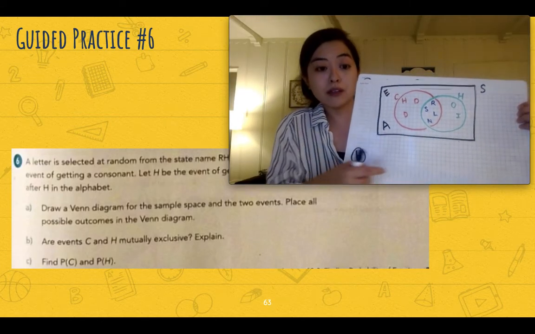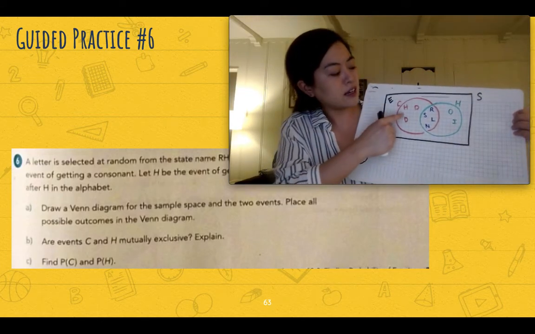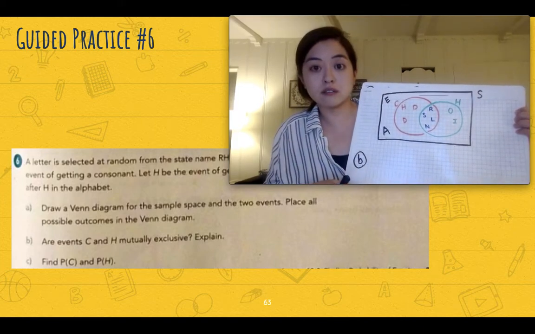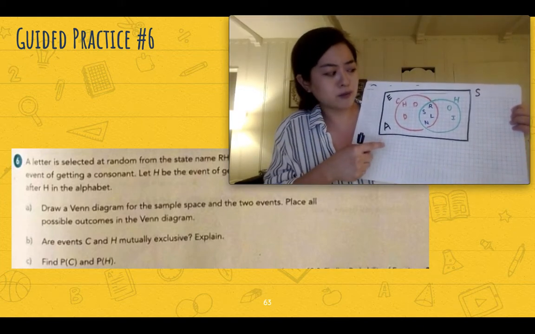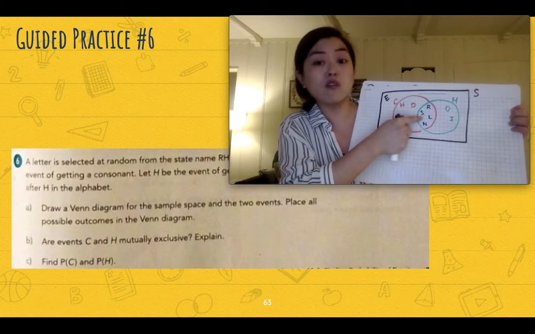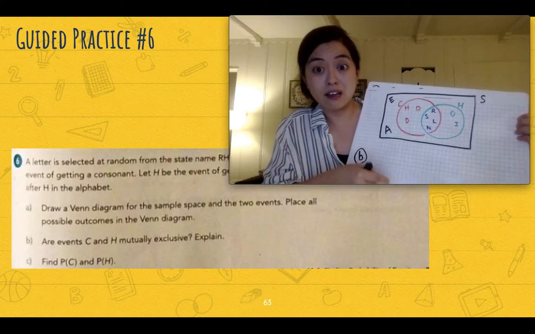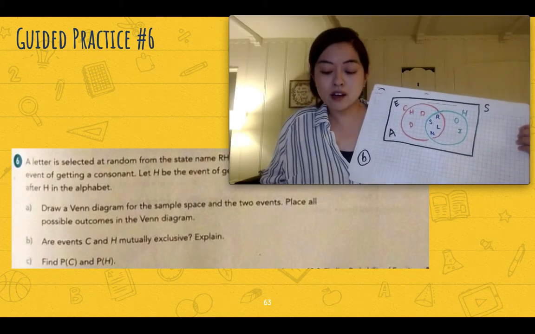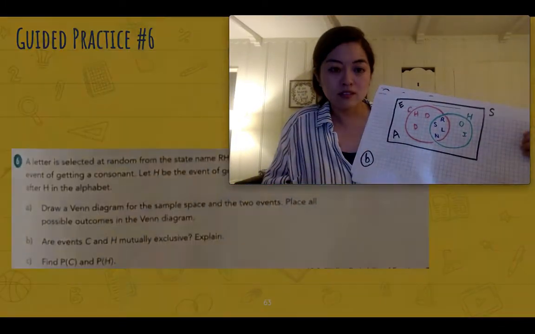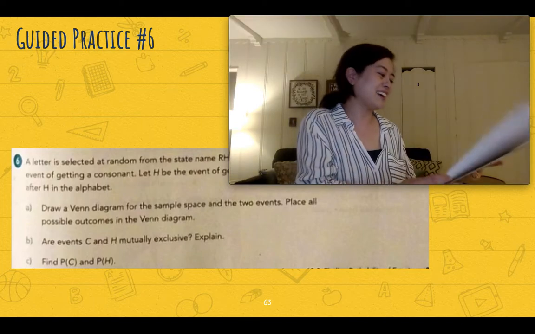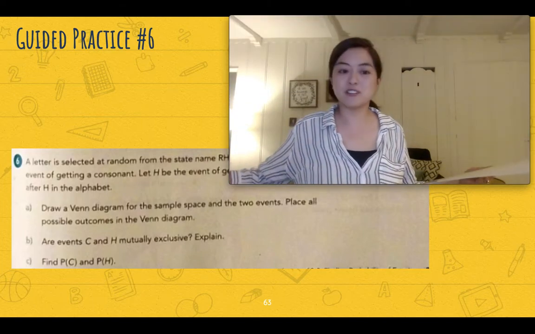Okay. Now B says, are the events C and H mutually exclusive? No, they are not mutually exclusive because there's an overlap with the outcomes R, S, L, and N. Okay. Now, oops, you don't get that celebration yet. Okay. Let's look at C.